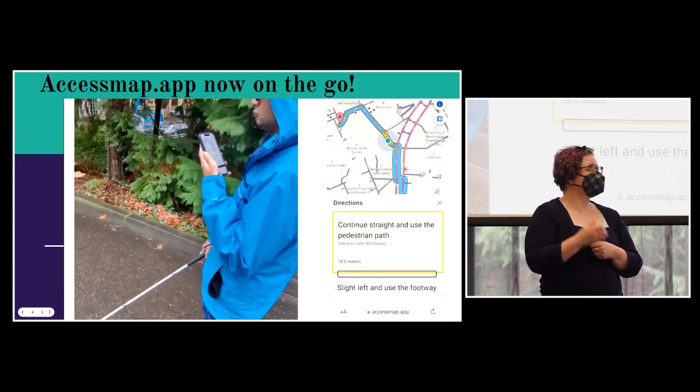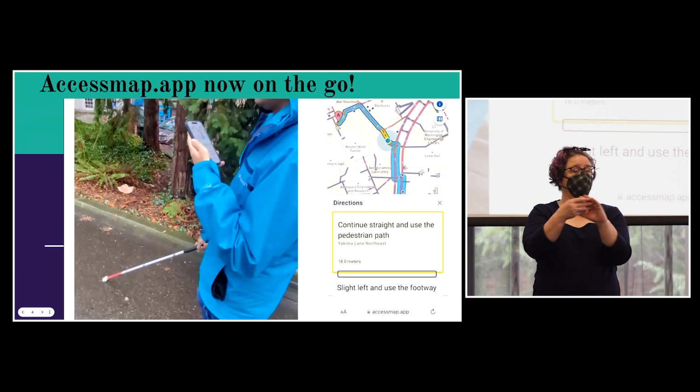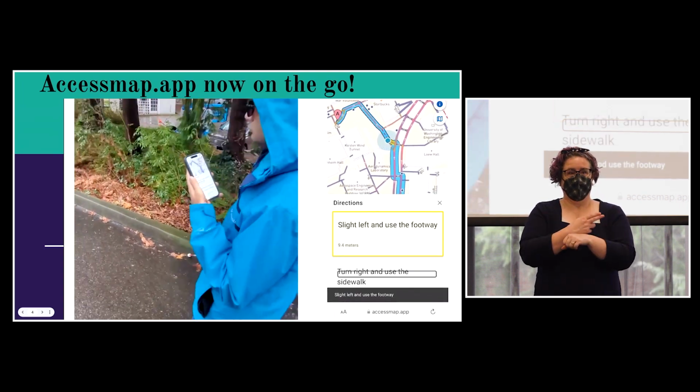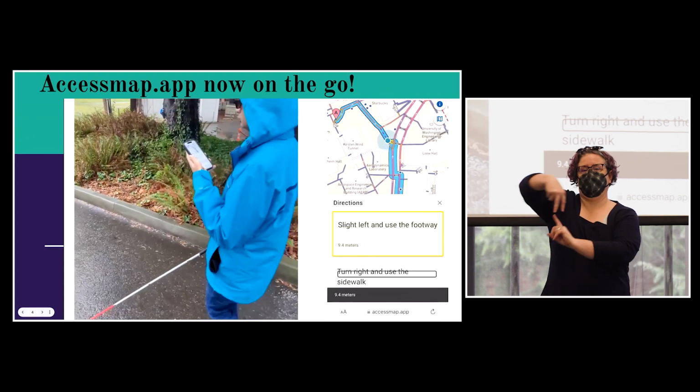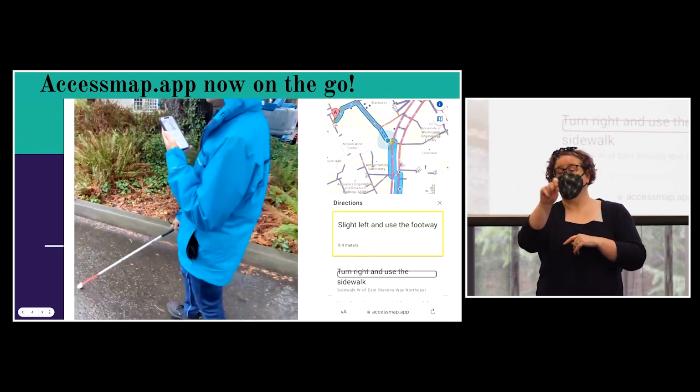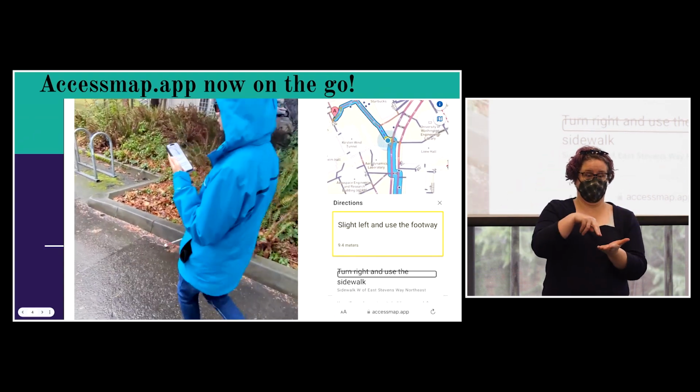So a couple of things about the narration. Where available, we do use landmarks as orientation indicators, and it will tell you how far those landmarks might be from where you are.